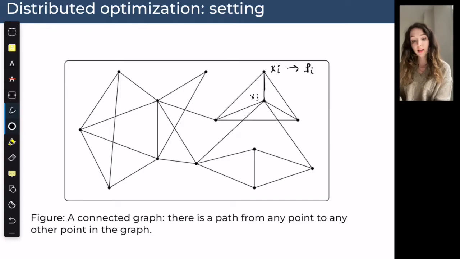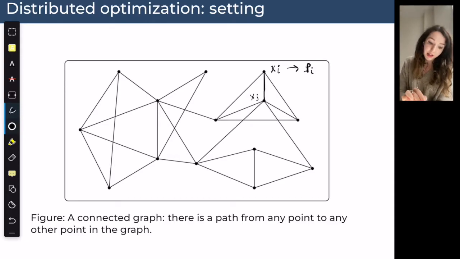And when we say two nodes are communicating with each other, what we mean is that they are exchanging their parameter values. So they're exchanging this xi and xj with each other. The underlying assumption that we make, which is a bit of a technicality, is that the graph is connected, meaning that there is a path from any node in the system to any other node in the system, so that they are indeed connected.